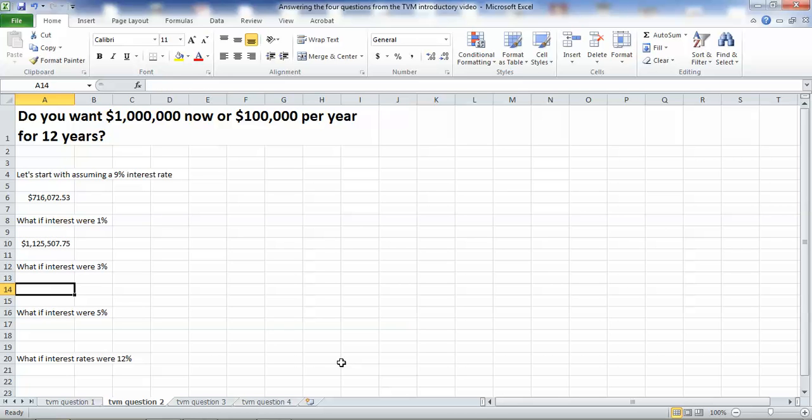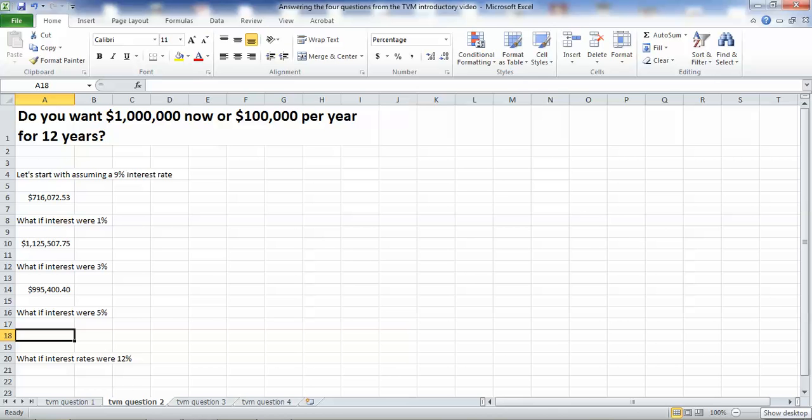Let's try 3%. So we're going to put equals negative PV, and our rate is going to be 0.03. Our number of periods is still 12. Our payment is 100,000. Our future value is 0. We're not getting anything extra at the end. Just close our parenthesis, and $995,000. So something interesting is going on here.